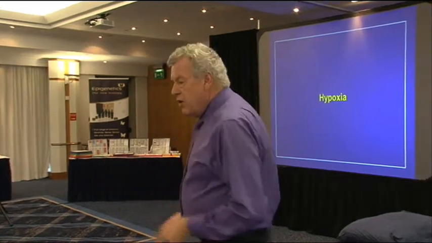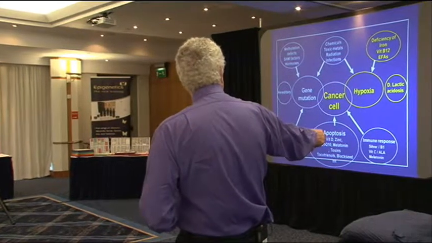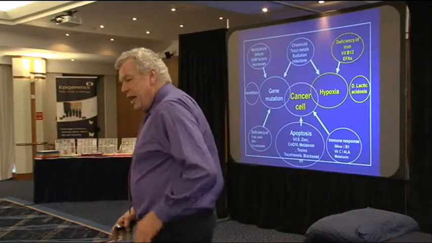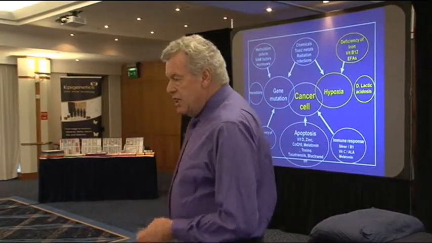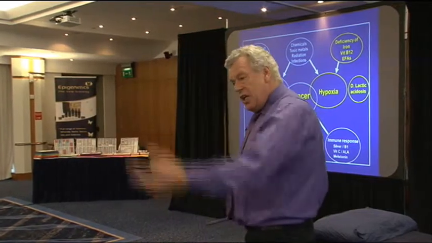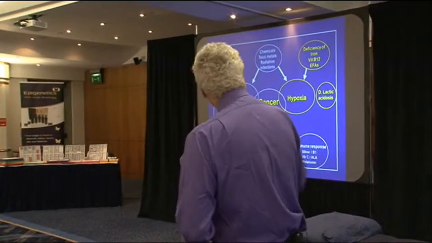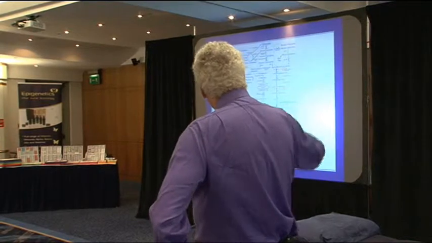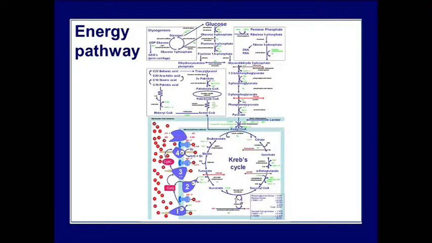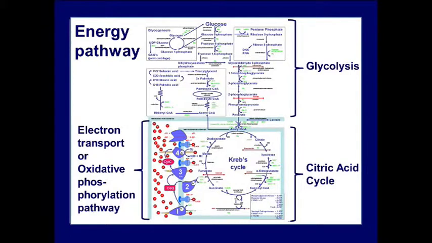So let's have a look at hypoxia as a big important part of cancer. With hypoxia, we know that we've got a lack of the use of oxygen in the cancer cell. So the cancer cell doesn't use oxygen. It works in glycolysis, which is anaerobic, and as a result, it tends to make lactic acid. Now here we see the energy pathway, which is glucose going down to making pyruvate, and this is all called glycolysis. It doesn't need oxygen.